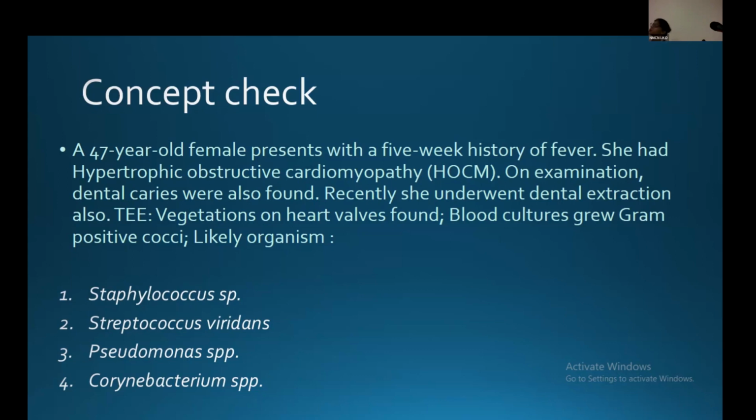Yes. So the tooth surfaces and the tissue around the dental caries have Streptococcus viridans as a normal resident flora. During the extraction process, what would have happened? The patient might have had a transient bacteremia due to the bacteria around the tooth surfaces. That transient bacteremia led to seeding of the valve. So hence, Streptococcus viridans will be the likely organism. Although Staphylococcus can also cause endocarditis in such cases, because of the history of dental caries and dental extraction procedure, we will go towards Streptococcus viridans.